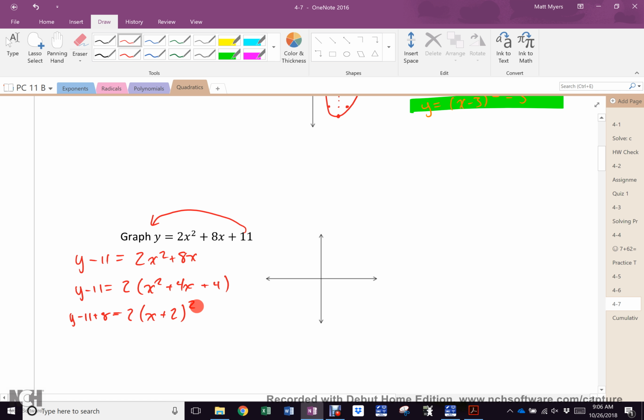So y minus 11 plus 8 equals 2 times x plus 2 squared, correct? Everyone agree? Y minus 3 equals 2 times x plus 2 squared. Y equals 2 times x plus 2 squared plus 3. Could I graph that now?